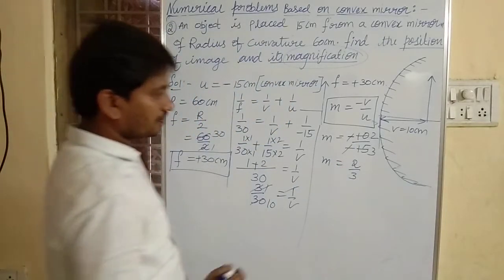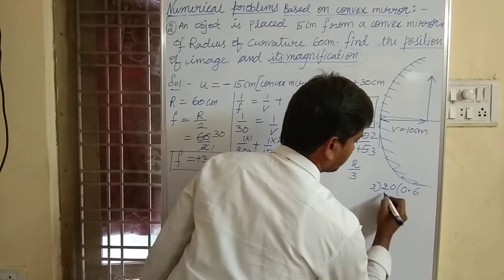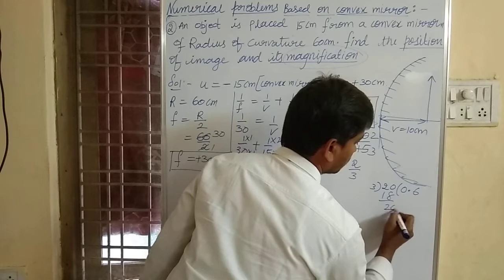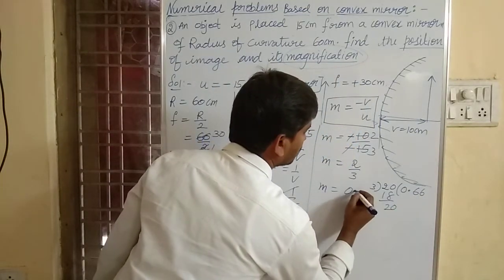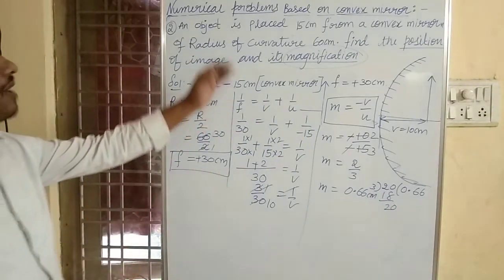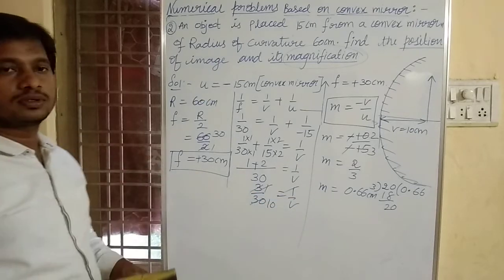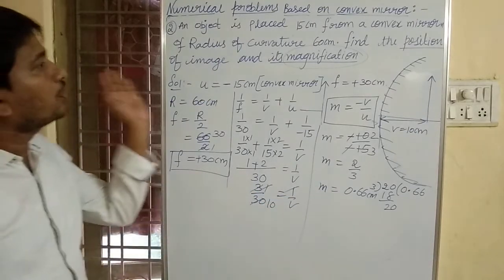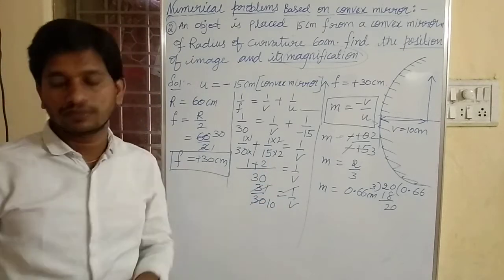2 divided by 3 is 0.66. So the magnification m equals 0.66. So what is the magnification? Magnification m equal to 0.66. Got my point? So they are asking to find out the position of the image and the magnification. Okay, let us discuss one more question.